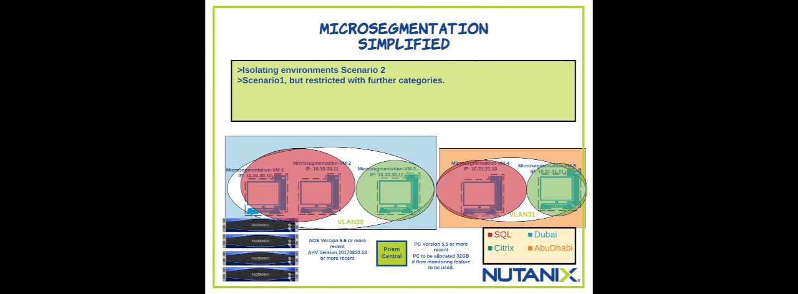Let's proceed forward to scenario 2, and in this scenario we are going to complicate it a little bit by adding another type of categories to my VMs in addition to the previously allocated tags and categories. I'm going now to add VM 1, 2 and 3 to be part of Dubai branch, while VM 4 and VM 5 to be part of Abu Dhabi branch. Then I want to see how I can modify the isolation policy to restrict its action to be only applicable within one branch only.